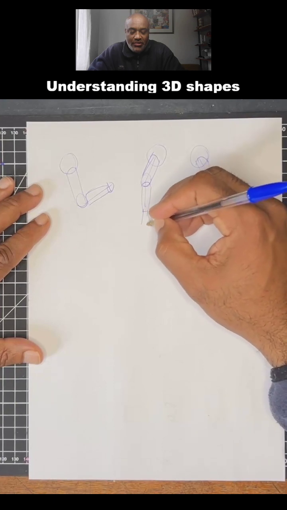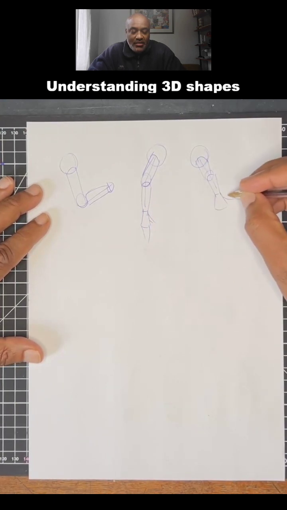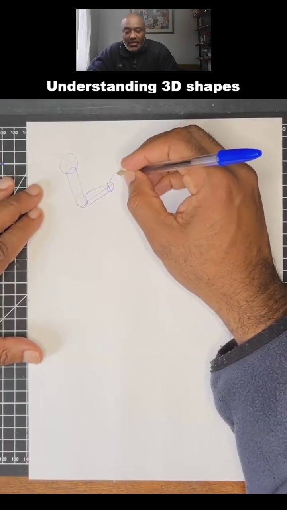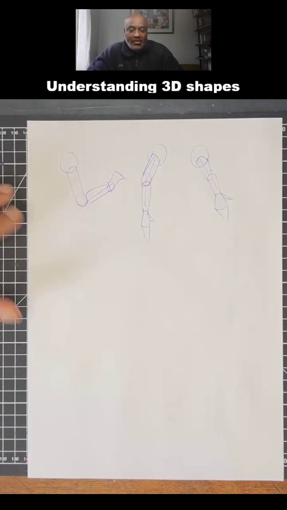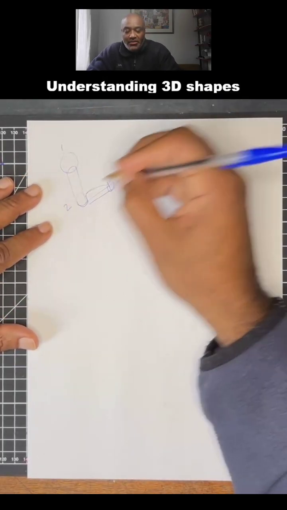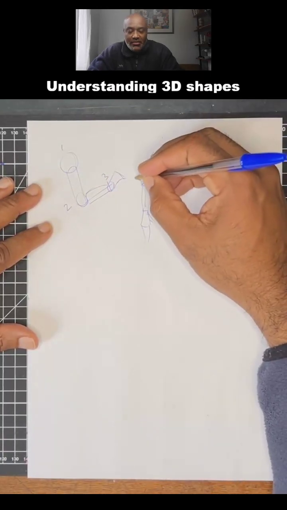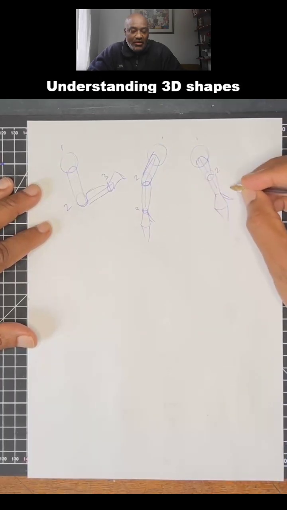Hand drawing tutorials you can find on my YouTube. So there you go. We've got an arm and a hand simply drawn up. 1, 2, and 3. And again, 1, 2, and 3.